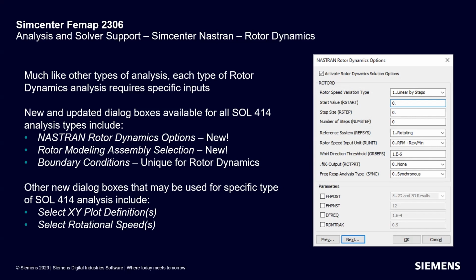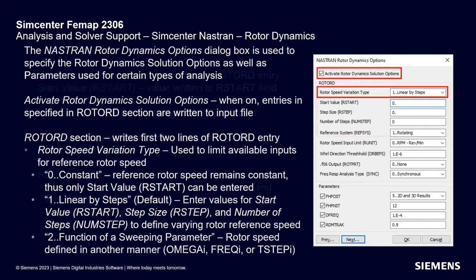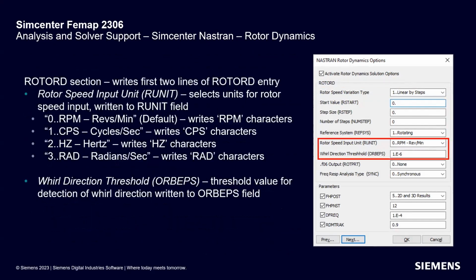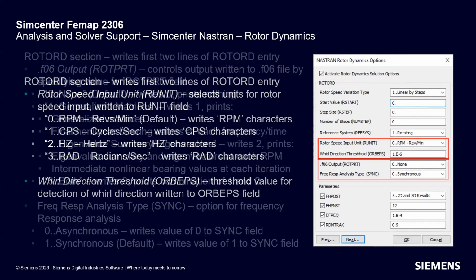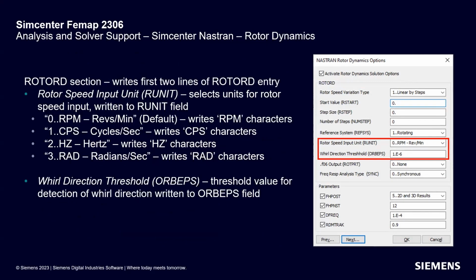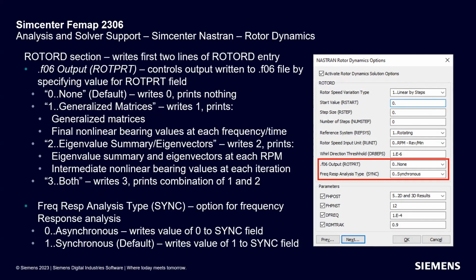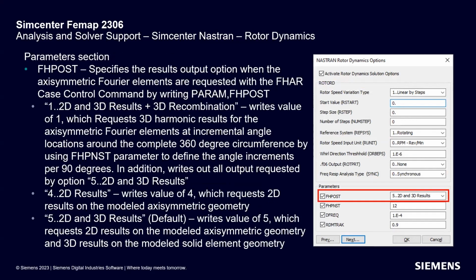Also, we added support for a few different parameters in this dialog box as well. And there you can see those 4 at the bottom. And here we're not going to really go through all this just because the top was basically being written to the rotor D card. And then the parameters just specify what you want to do.